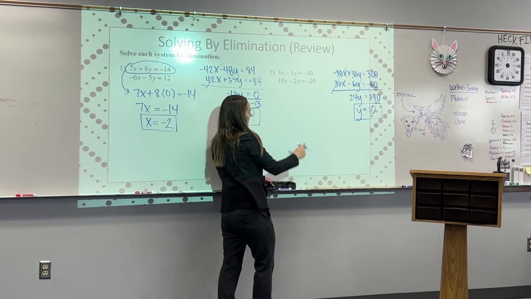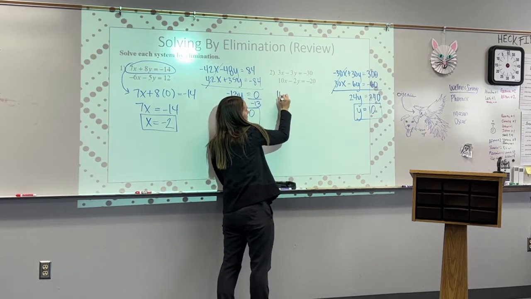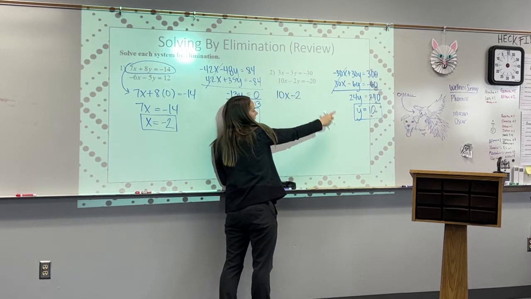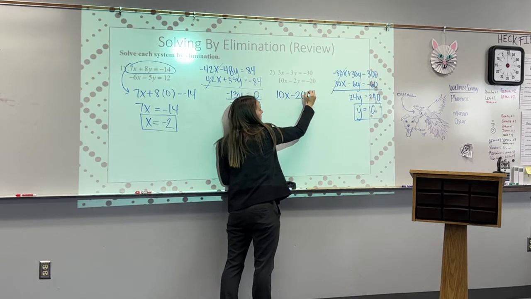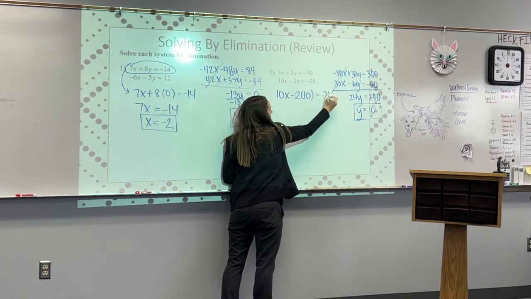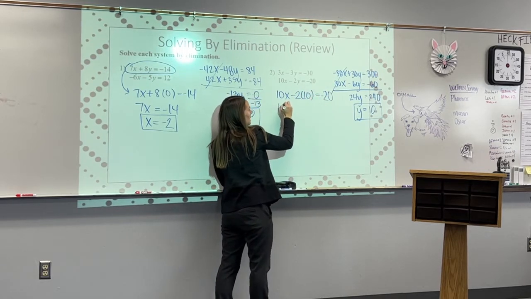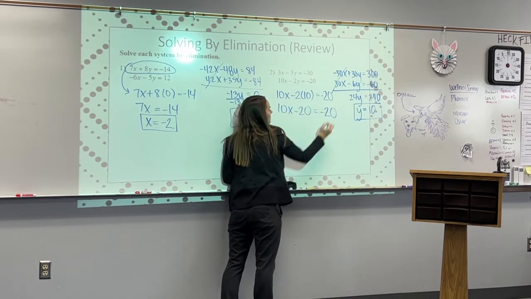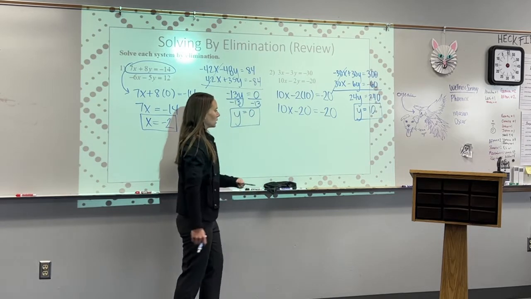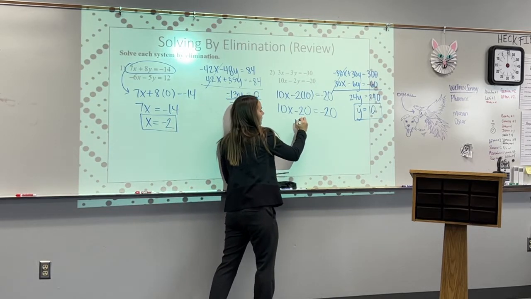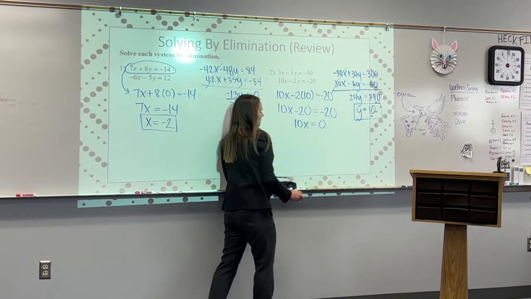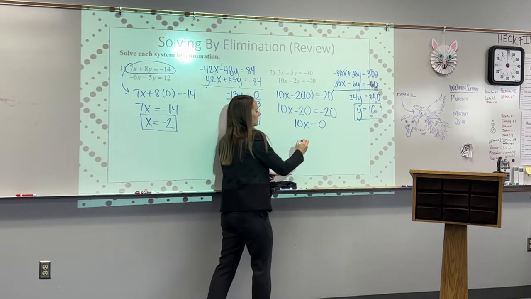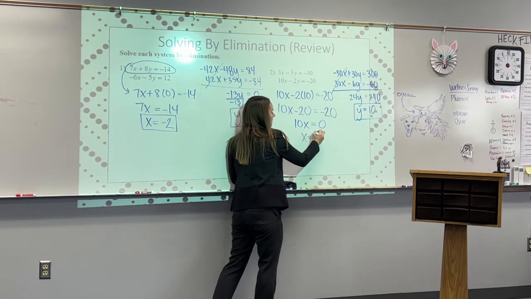All right, plugging into the 10 here, I'm gonna have 10x minus 2 times my y, which is 10, equals negative 20. That's gonna give me 10x minus 20 equals negative 20. We add 20 to both sides, and that gives me 10x equals 0. Divide by 10, we get x equals 0.